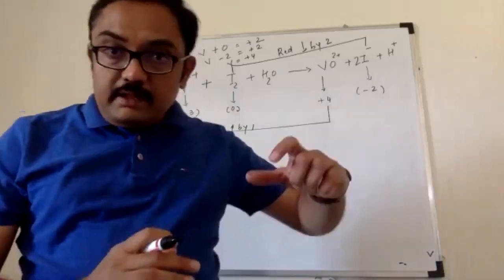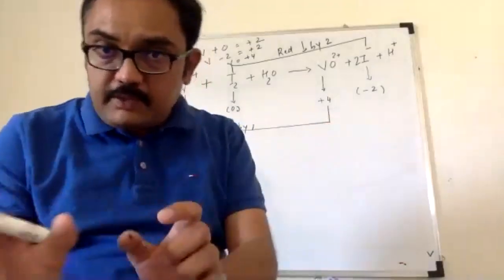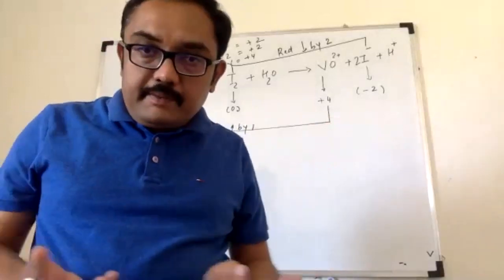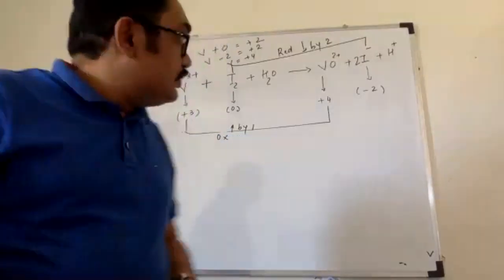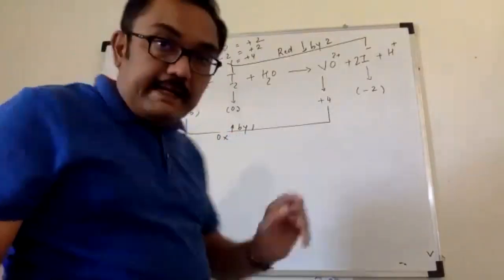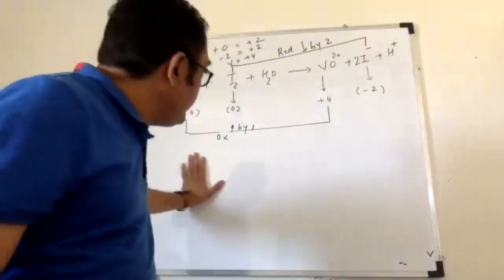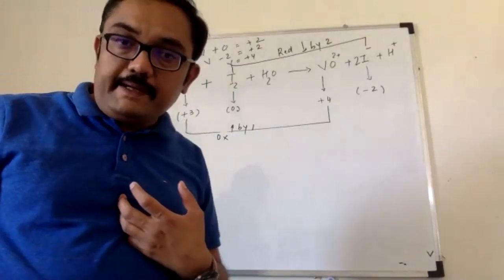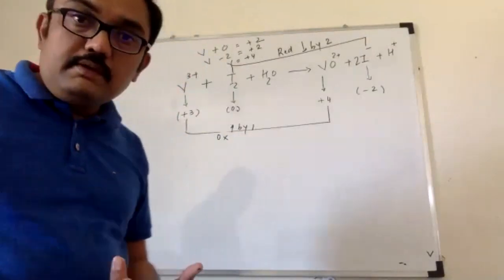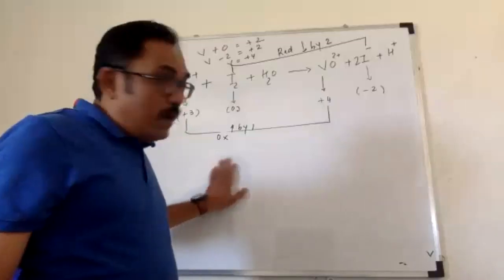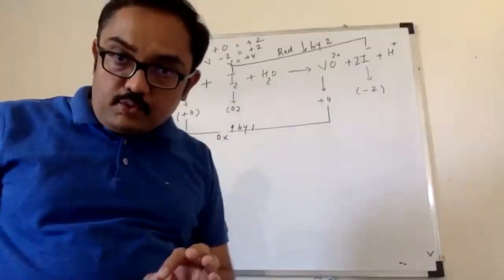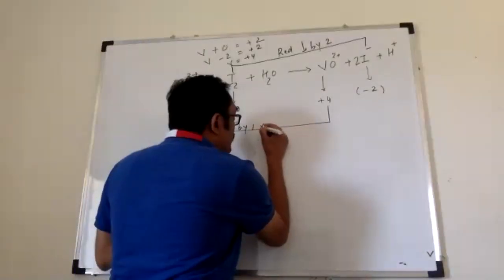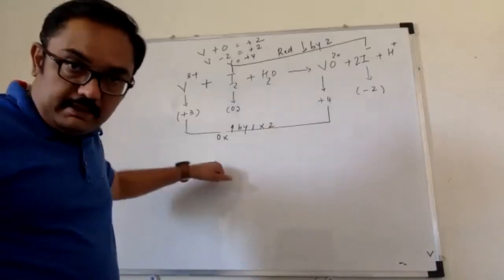As I said, this increase we have to make equal to decrease. So whichever half we need to multiply, we will multiply that half. In the reduction half, it decreases by 2. In the oxidation half, it increases by 1. So tell me which half I should multiply by what number? The oxidation half I need to multiply by 2 to make this difference equal. So I'm multiplying this by 2, and I'm writing that again.